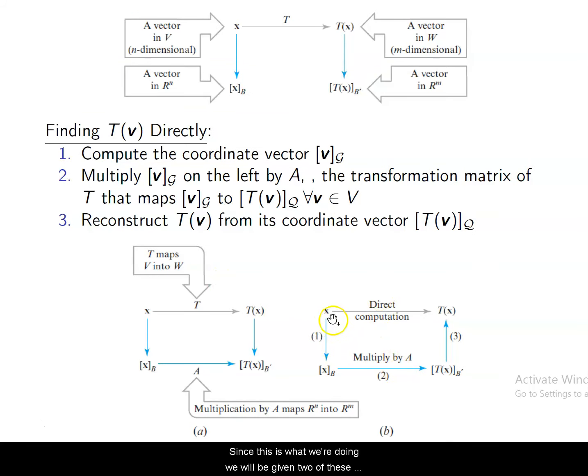Okay, since this is what we're doing, we'll be given 2 of these things and asked for a third, right? In this case, we're given information about 1 and 3, and we're being asked to find something about 2. I know a basis, but I don't know my transformation matrix. So that's what we're given in this example we're about to work on.